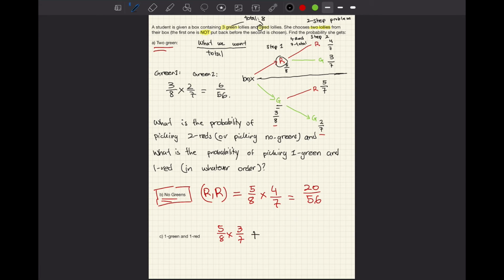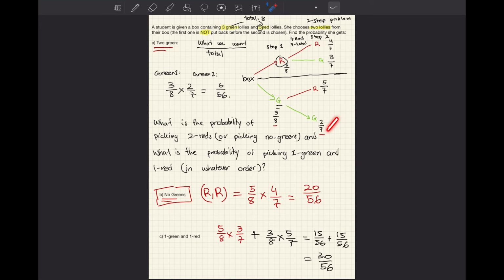plus 3 on 8 times 5 on 7. So why is this? This is because we're multiplying the probability of that first green branch times the probability of this red branch to find the probability of this overall branch. So what we get is 15 on 56 plus 15 on 56, which is 30 on 56.